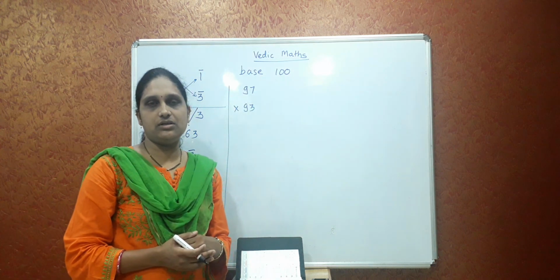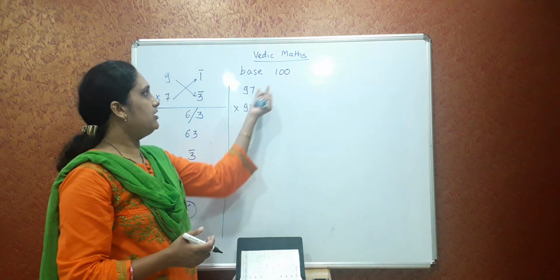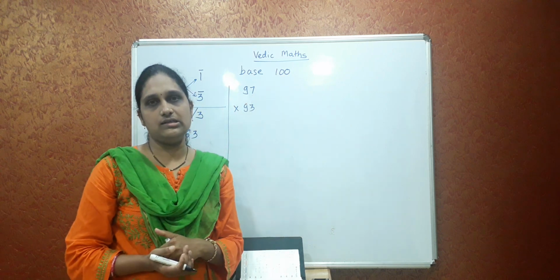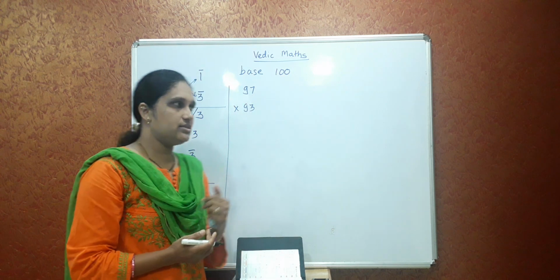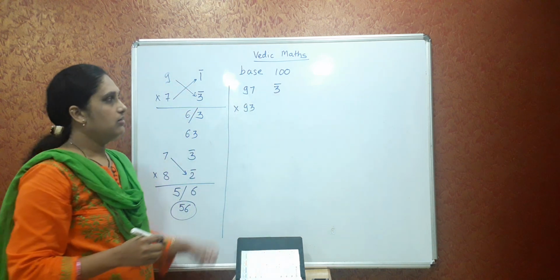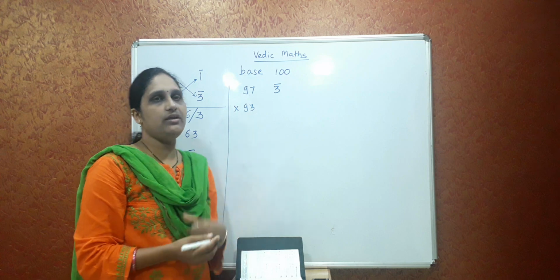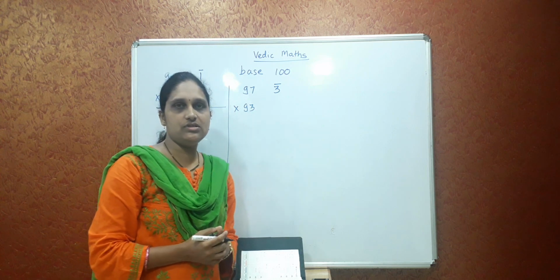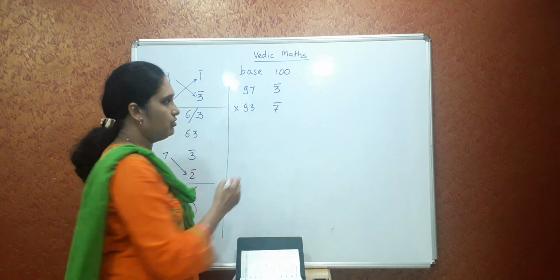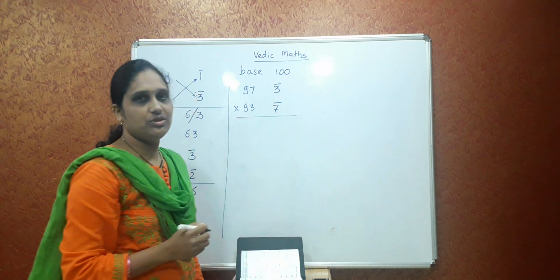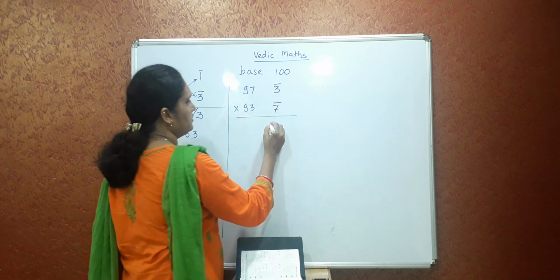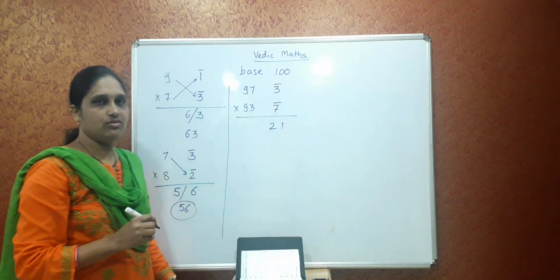Now again the same method you have to follow, that is, find the difference between these two numbers. So 100 and 97, what is the difference? It's 3. So I'll write it here. 100 and 93, what will be the difference? It's 7. Easy to do the subtraction also. So now we are going to do the multiplication. 3 sevens are how much? It's very easy. 21. Okay.